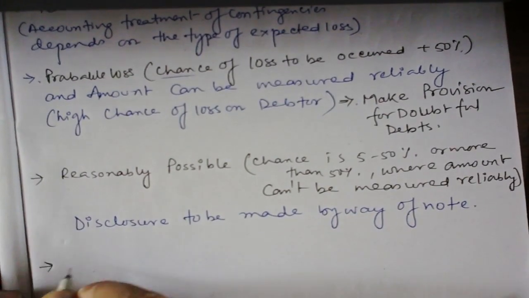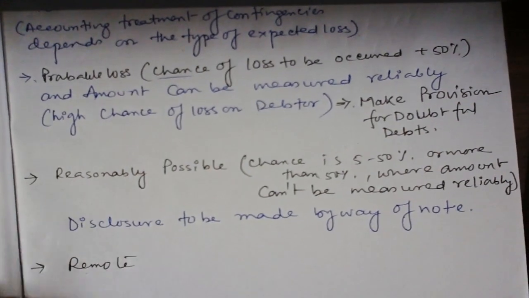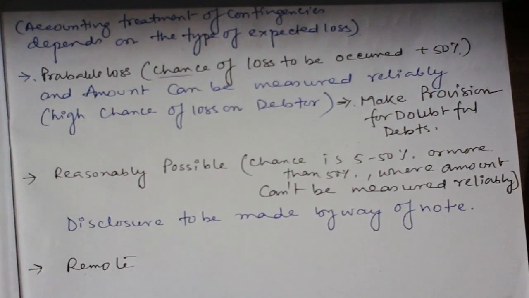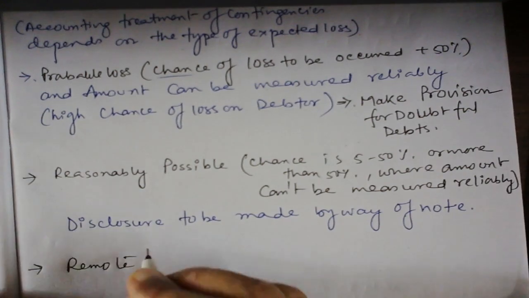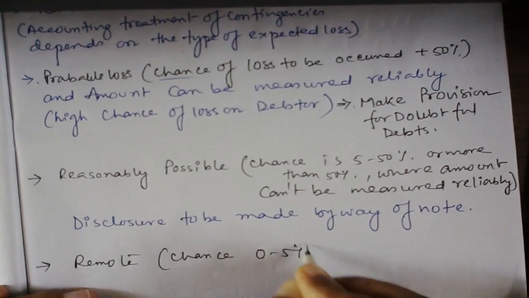Reasonably possible. Last case, remote. Sir, the name is remote, means very far from happening. Remote is what? Remote is, you can say, the chance is maximum 0 to 5% to happen.